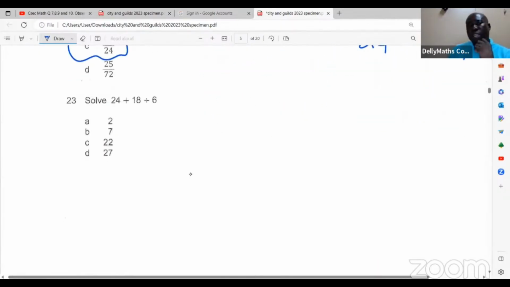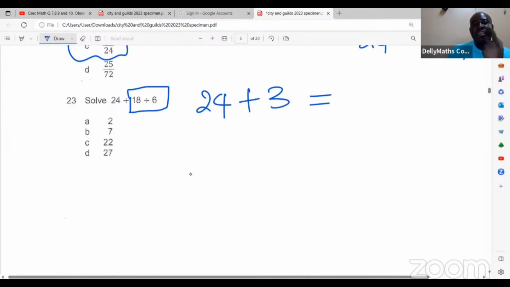Remember, in the order of operations, division is stronger than addition. So we'd have to work out that part first. So the 24 will remain, but 18 divided by 6 is 3. And then you add, we're looking at 27. Be careful. Order of operations, BOMDAS. Remember that division is stronger than addition.